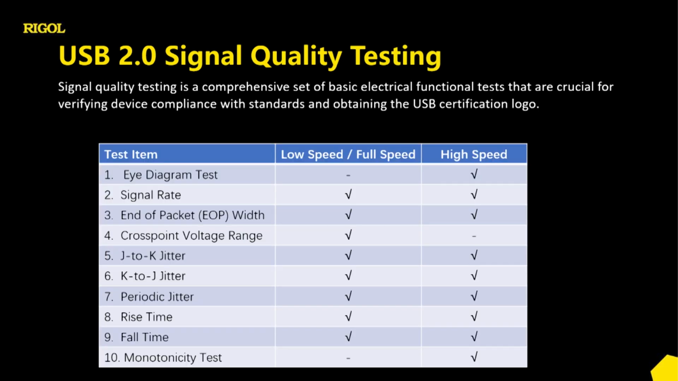The signal quality test can be divided into 10 test items such as eye diagram test and signal rate. However, eye diagram testing and monotonicity testing are not conducted for low speed and full speed, whereas high speed does not undergo cross-point voltage range testing.